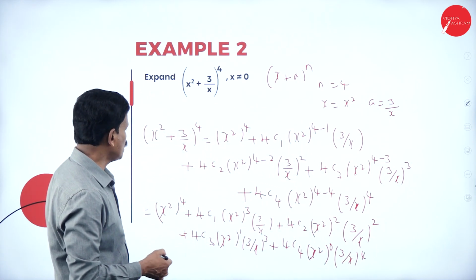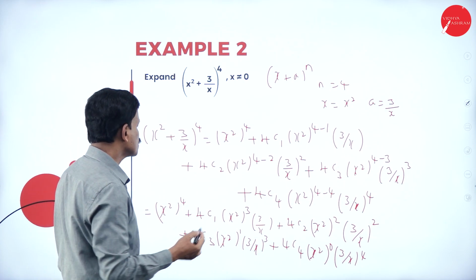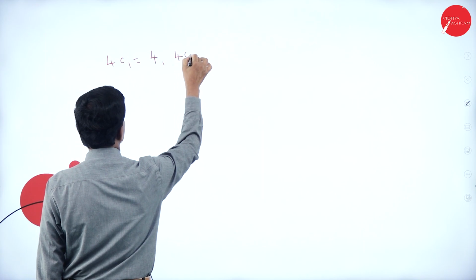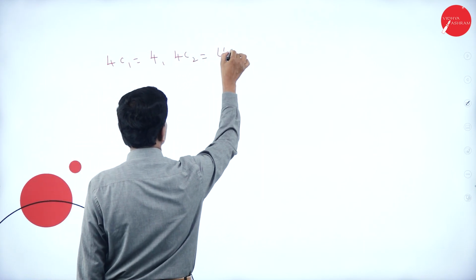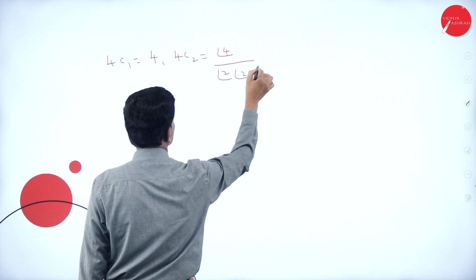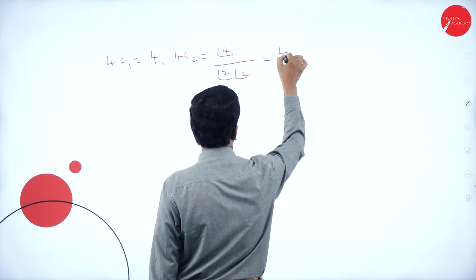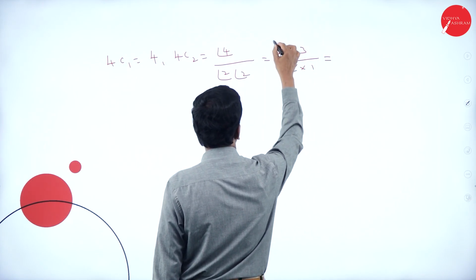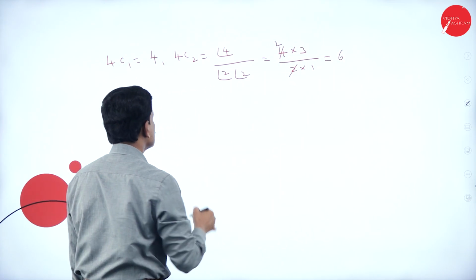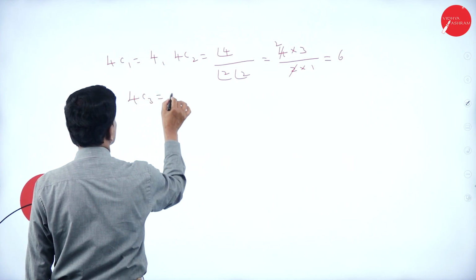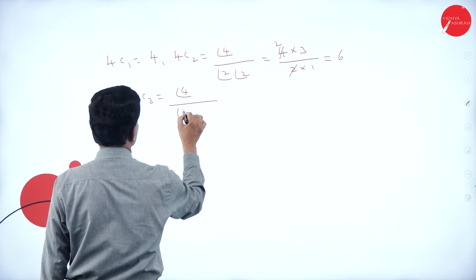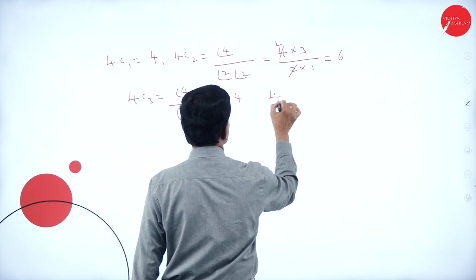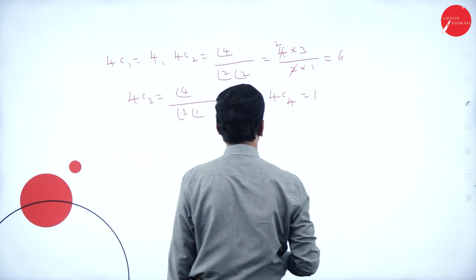Now just find out the value of 4C1, 4C2, 4C4. So 4C1 is equal to 4. 4C2 is equal to factorial 4 divided by factorial 2 into factorial 2. 4 factorial is nothing but 4 into 3 divided by 2 into 1, that's equal to 6. 4C3 can be written as factorial 4 divided by factorial 3 into 1, that's equal to 4. And 4C4 is equal to 1, right?